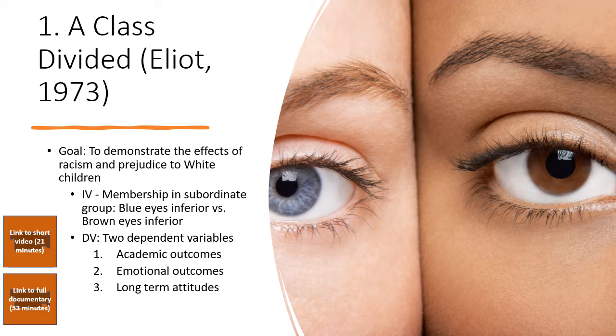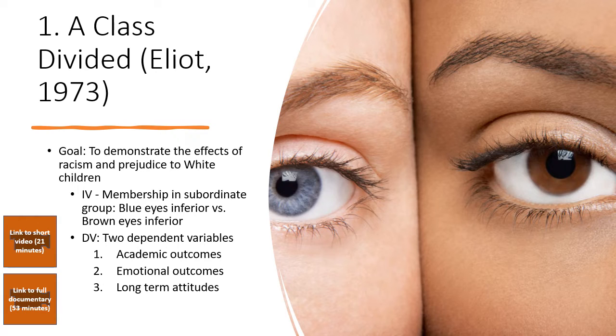So we have these 5 key experiments that we have been focusing on. And the first is A Class Divided, that teacher who alternated days of having blue-eyed children or brown-eyed children feel subordinate. And so the independent variable was the belief that their group was subordinate. The blue eyes were inferior versus brown eyes inferior.